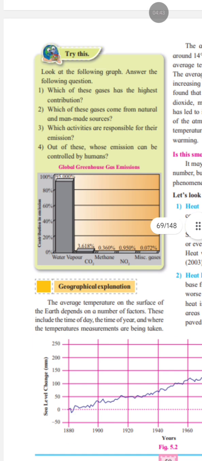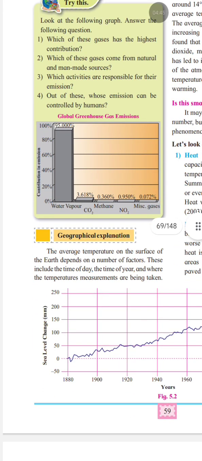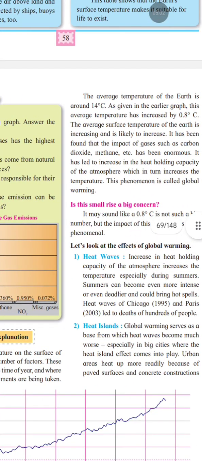Now let's begin with the geographical explanation. Earth's average temperature. The average temperature of the Earth is around 14 degrees Celsius. According to the observations, this average temperature has increased by approximately 0.8 degrees Celsius. The average surface temperature of the Earth is increasing, and scientists expect it to increase further.